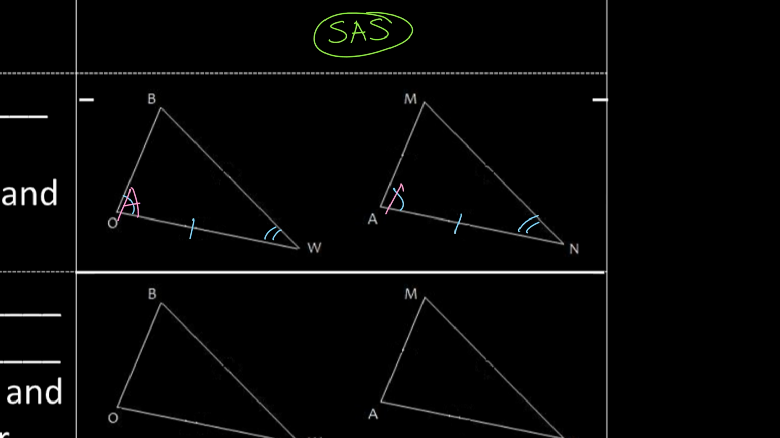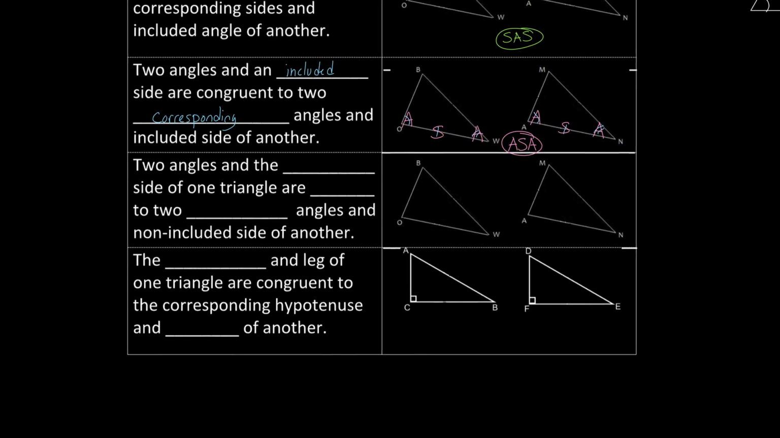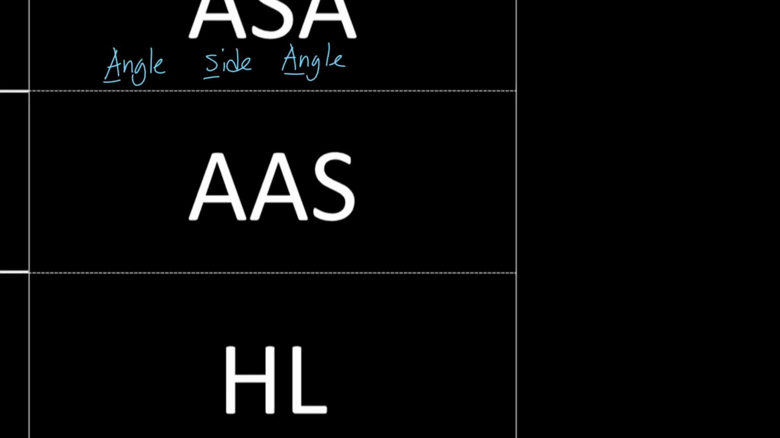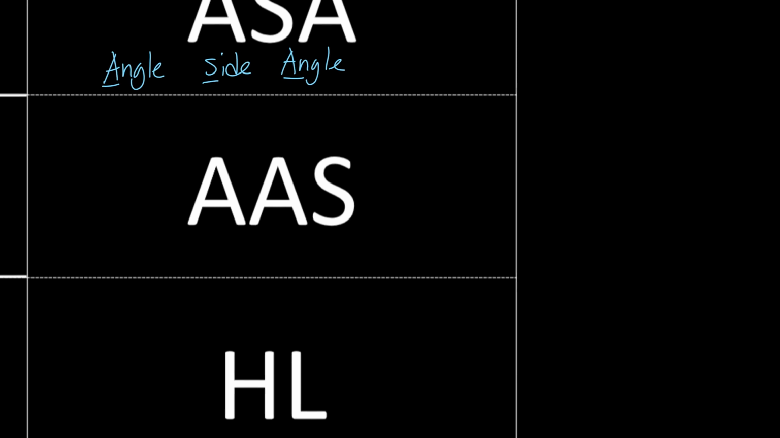So now I mark this with S's and A's. A's for the arc marks, S's for the tick marks, and A's for the arc marks. So how do both of these triangles read? ASA. They are congruent by angle, side, angle. And last of the normal postulates is AAS, which, what does that stand for?